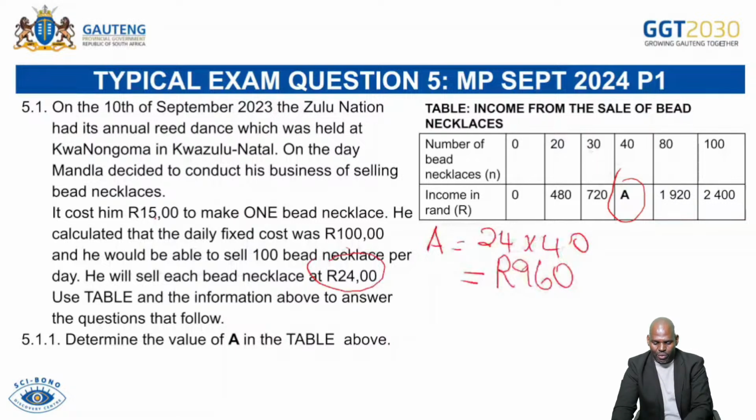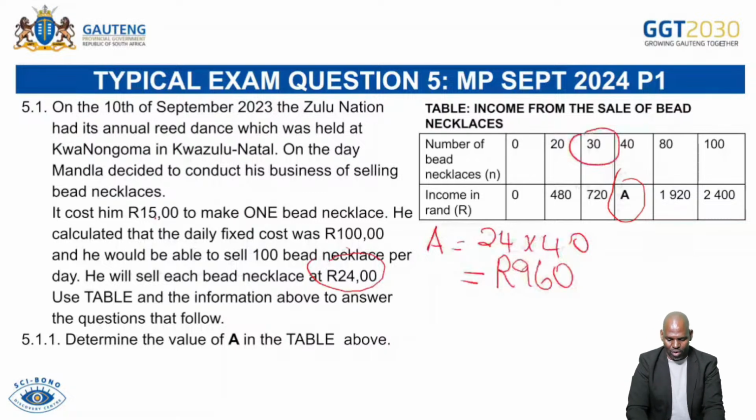Okay, so it's 960 rand. You can just verify with other values. Like in this one it is 30. If you take 30, you multiply by 24, and then indeed we get 720. And that is how we're supposed to get the value of A.